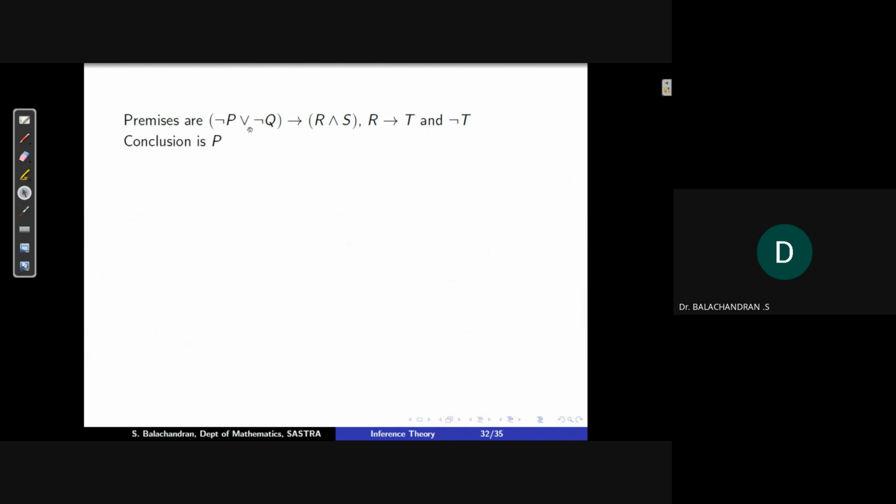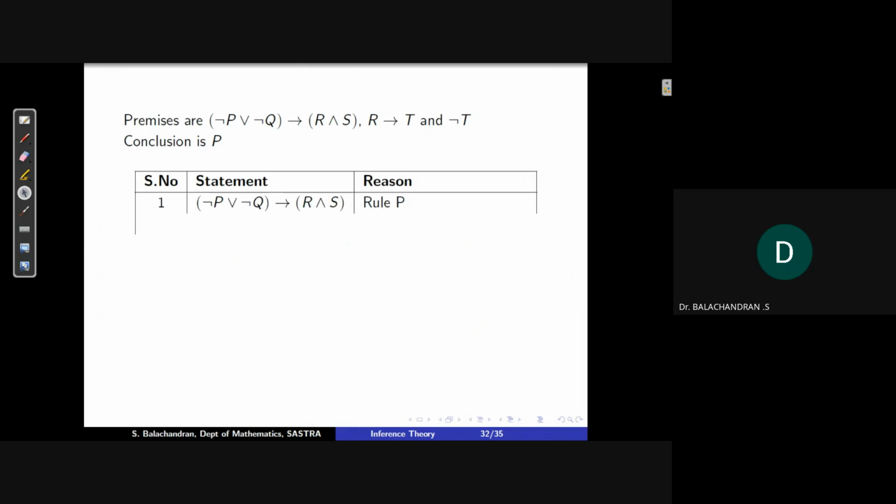So now there are three premises: one, two, three. This is the conclusion. We will use them one by one and get the conclusion P. First, I will take the first premise: negation P or negation Q implies R and S. Next, negation P implies R and S. Actually, this is the crucial one, so this one I want to discuss with you. Okay, look here.